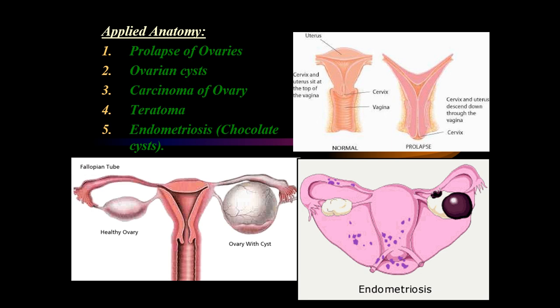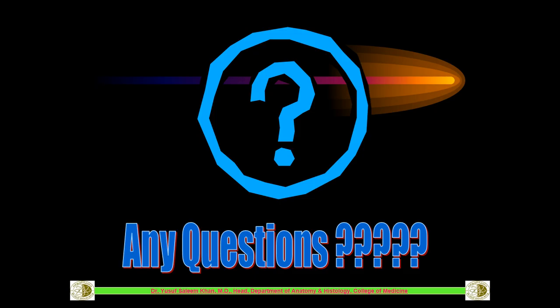So these are some of the important applied aspects related to the ovary. One is the prolapse of the ovaries, the second is ovarian cyst, carcinoma of the ovary, the teratomas, as well as the chocolate cyst. So this is all about the ovaries.